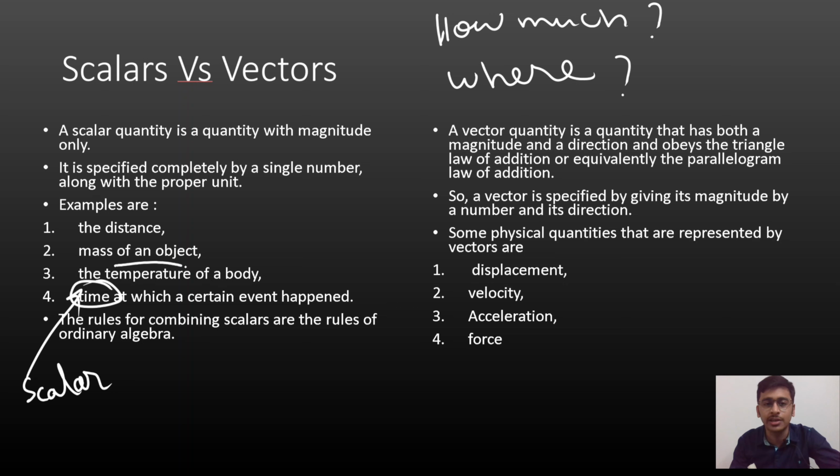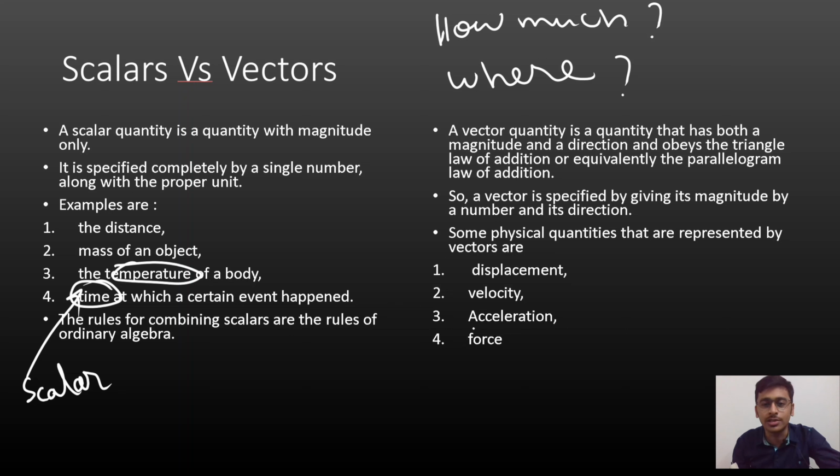Similarly, temperature. If a person goes to a doctor and says, doctor, I have 101 Fahrenheit temperature, the doctor won't ask him where is this temperature, right? It won't make any sense. So temperature is also a scalar quantity. So what really are vectors? If it answers both of the questions, how much and where, it is a vector quantity. If it answers only how much, then that is a scalar quantity.